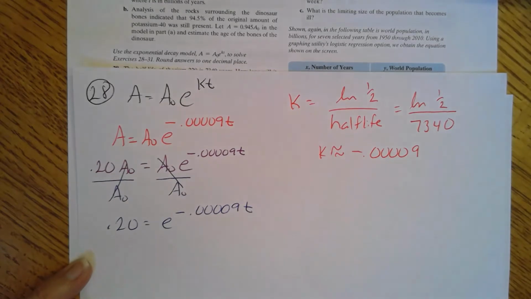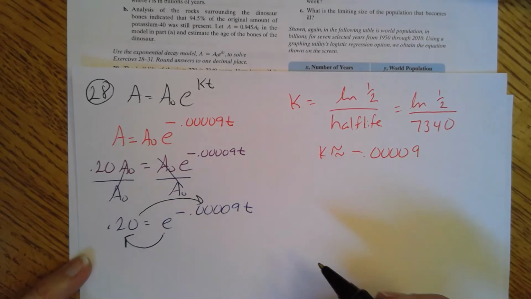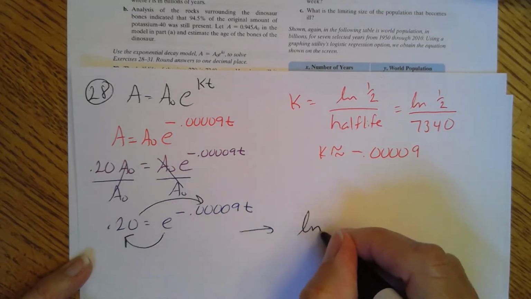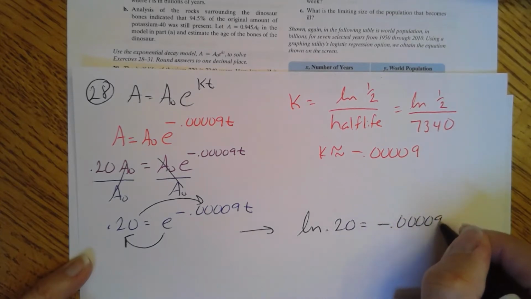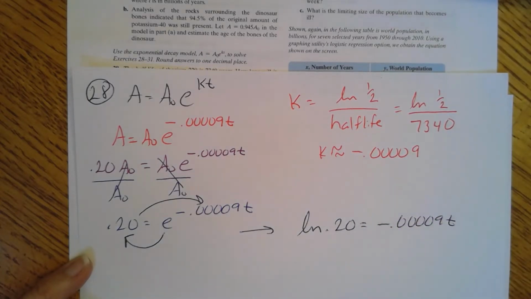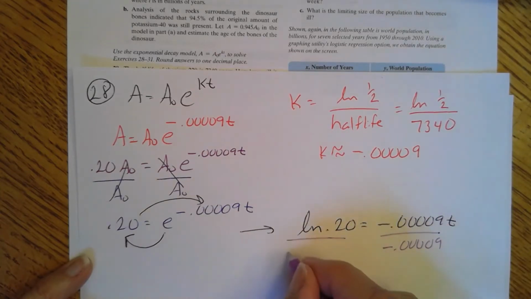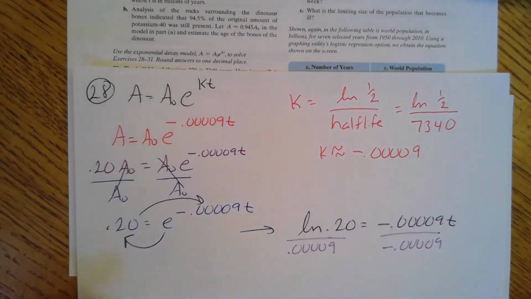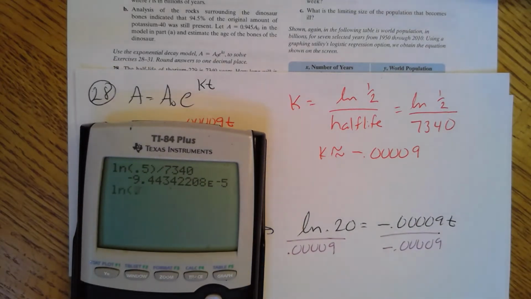So the A naughts will cancel, and I have 0.20 equaling e to the -0.00009t. Then we're going to need to change exponential into log. So log base e of 0.20 equals the exponent. Log base e we call ln, so ln of 0.20 equals -0.00009t. And all we need to do is divide by that decimal to get t by itself, and that will tell us how long it would take to decay to 20% of the original amount. So natural log of 0.2 divided by -0.00009.